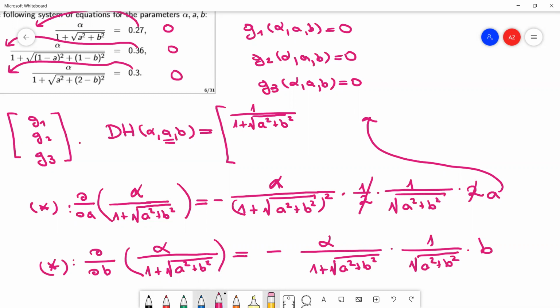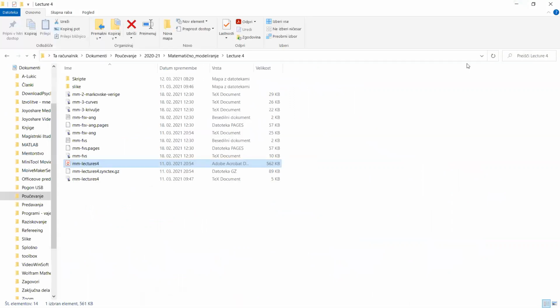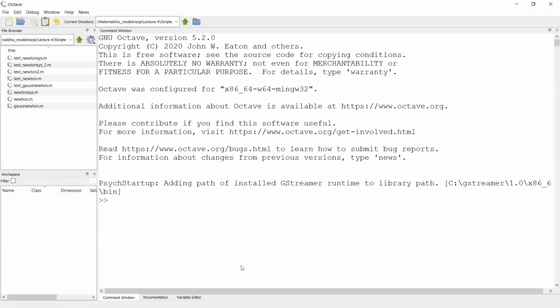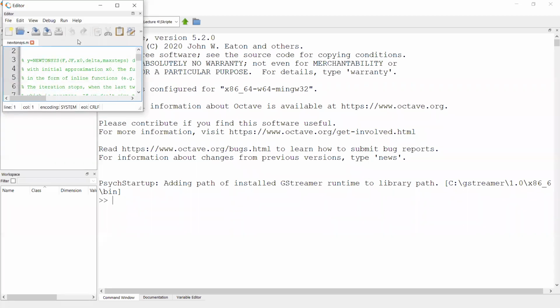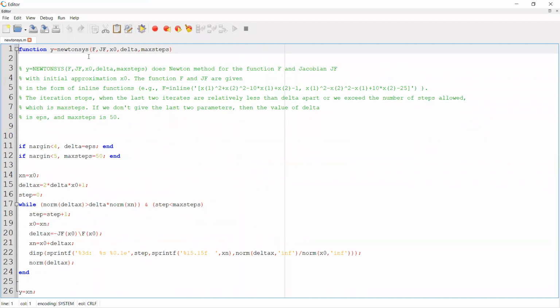And let's look at the example. Let's look at the calculation in Matlab. So I have this here, Newton for systems. You see, this is the script. So we have f is our function. Jacobi of f is our matrix. X naught is the initial approximation. And then delta is our stopping criterion.